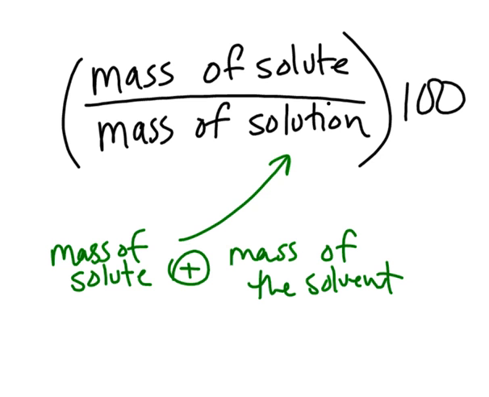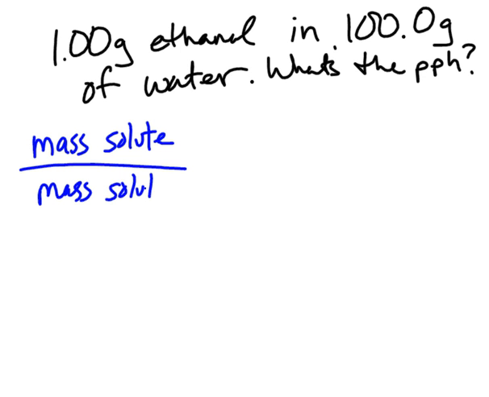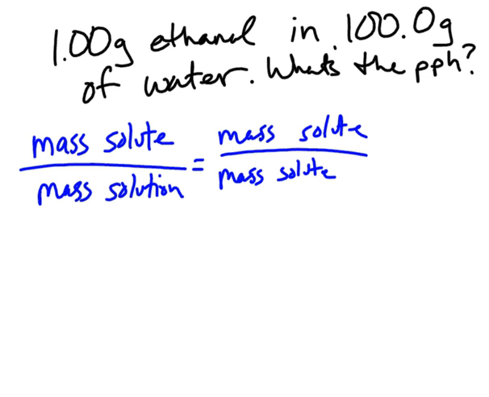So let's go ahead and do an example problem. If I have 1.00 grams of ethanol in 100.0 grams of water, what is going to be the pph, or the parts per hundred, or mass percent? Let's set up the problem. We have mass of solute over mass of solution. Again, mass of solution is the mass of the solute plus the solvent. So it would be the mass of solute over mass solute plus mass solvent.